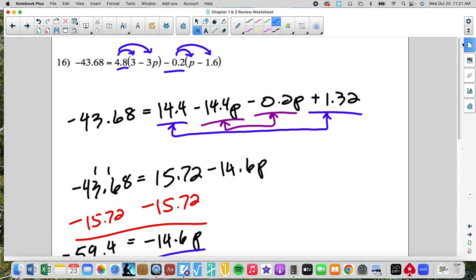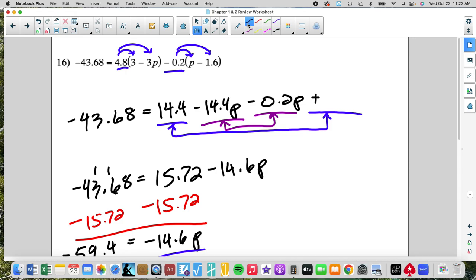I'm going to start checking my 4.8 times 3 gives me 14.4. Good. And 4.8 times negative 3p gives me negative 14.4p. Good. 0.2 times p is negative 0.2 times p. Good. Negative 0.2 times 1.6 gives me 0. There it is. It's 0. Yikes. I made a mistake there. All right, we found it.